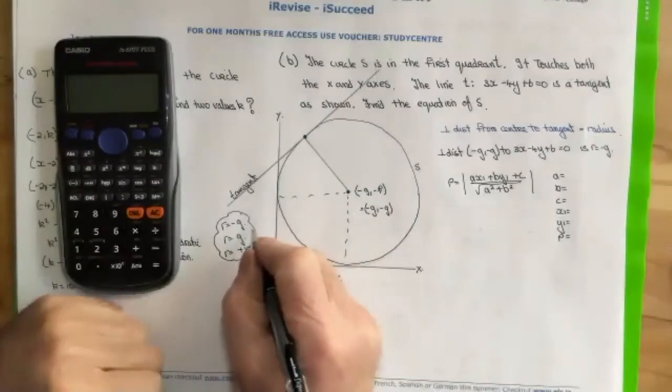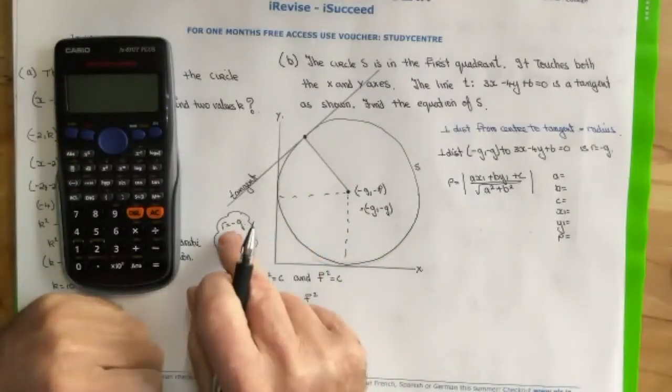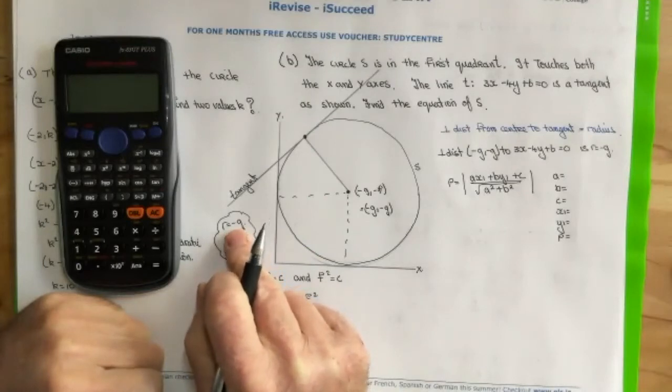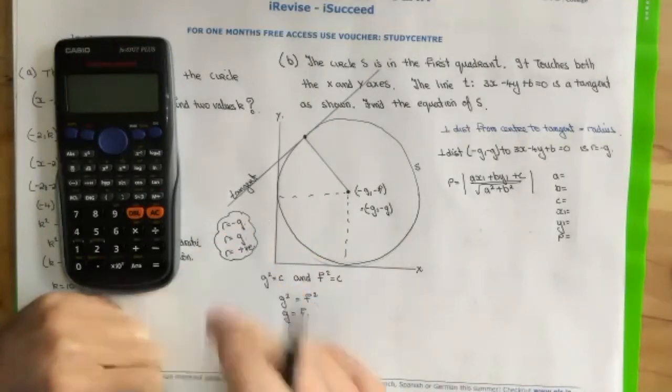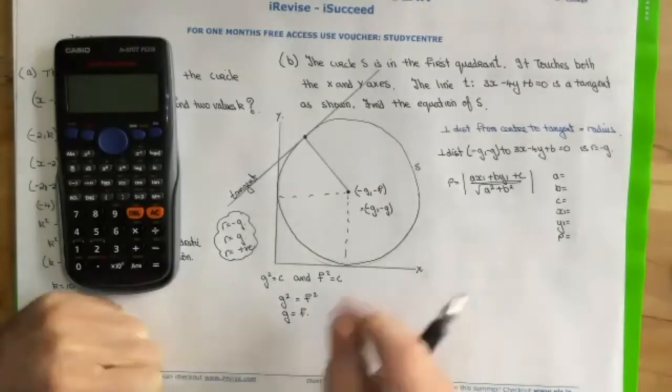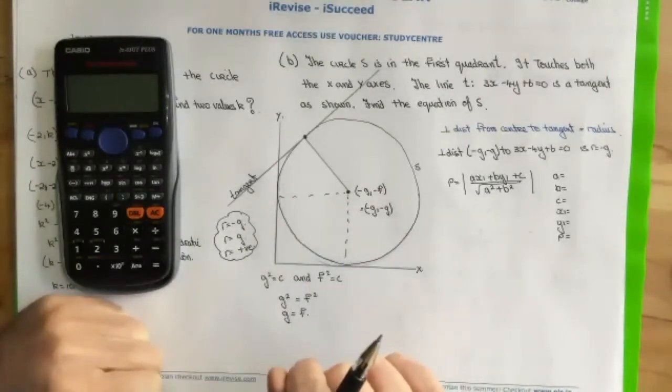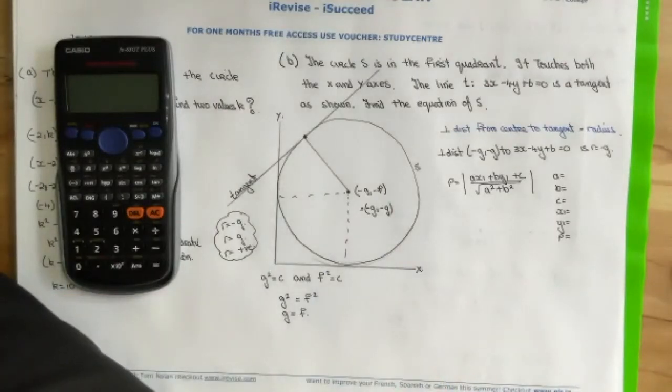Now I'm nearly 100% sure that the radius is minus g. However, if it's not minus g, we'll see what value we get here, and then I'll have to go and rethink what I'm after explaining to you. But that is confusing stuff at times, so it is. I agree with that.